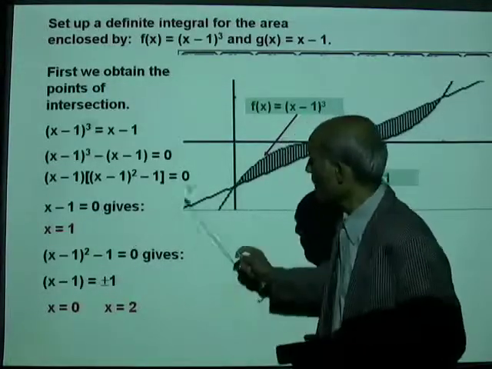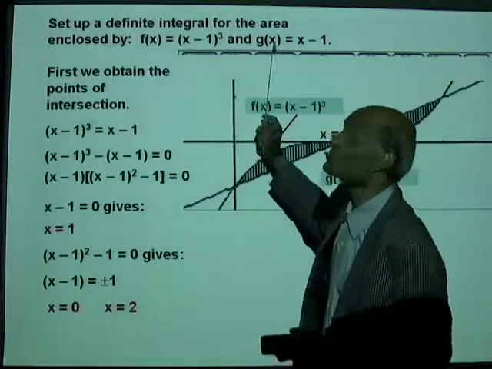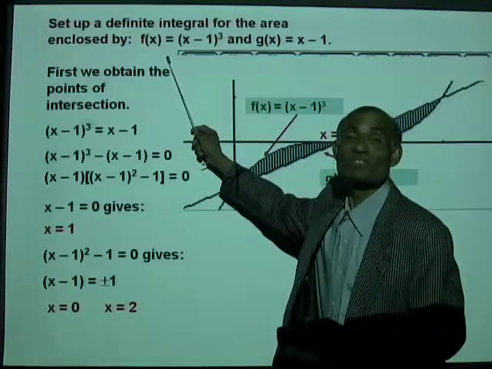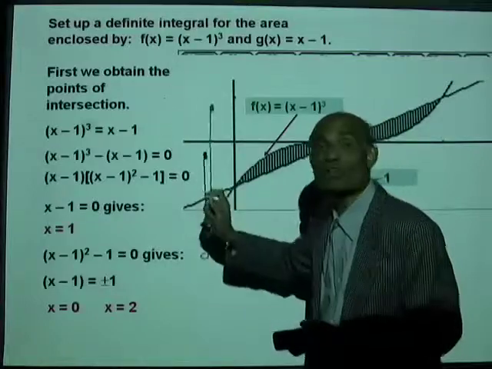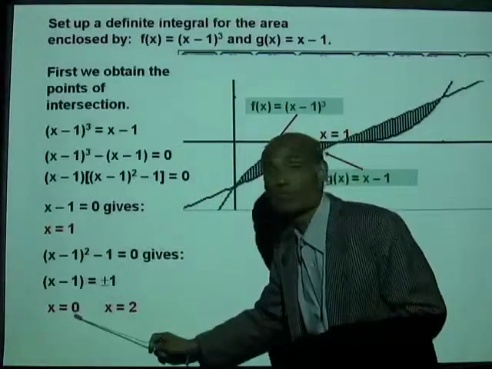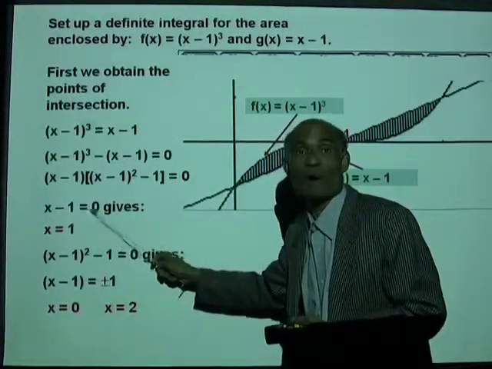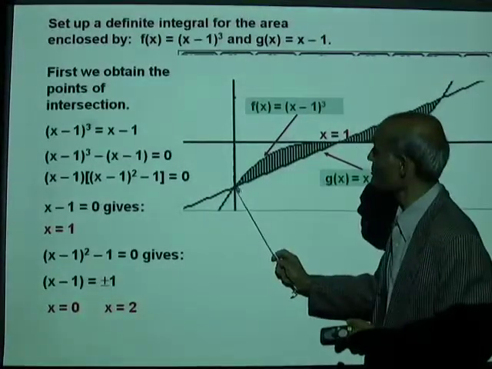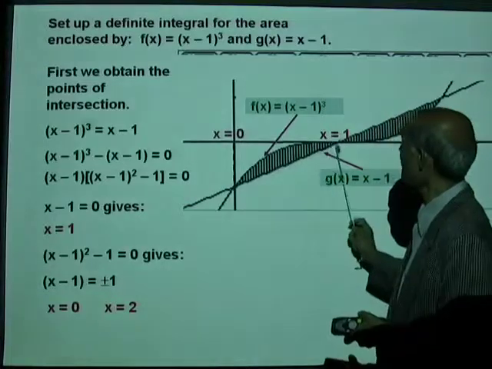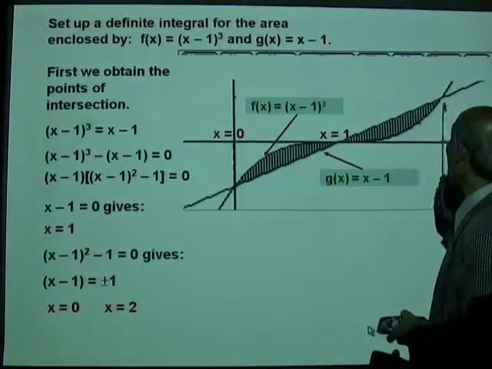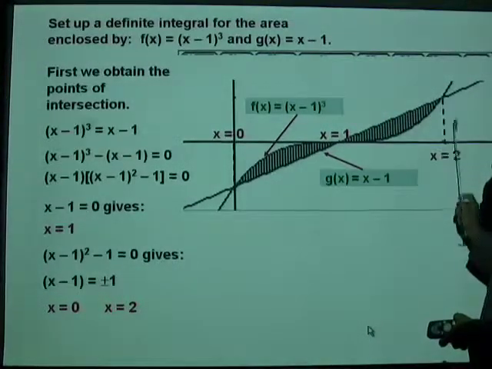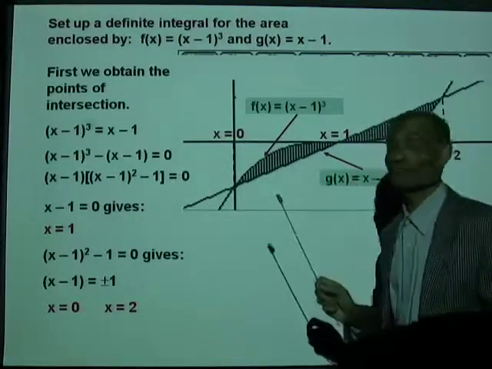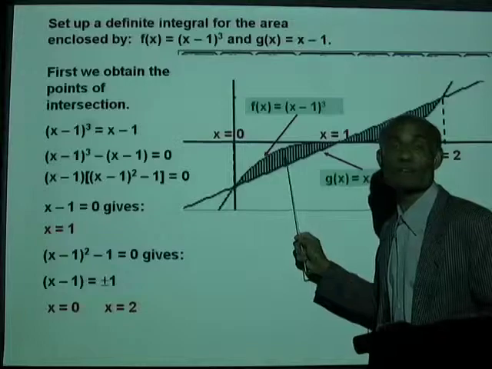That tells you that these two function graphs meet at 3 points. Which are the 3 points? Points corresponding to x equal to 0, x equal to 1, and x equal to 2. And look at those. This is x equal to 0, and this is x equal to 1, and this is x equal to 2. And so, how do we now find that area?